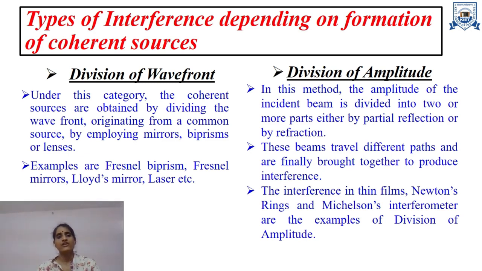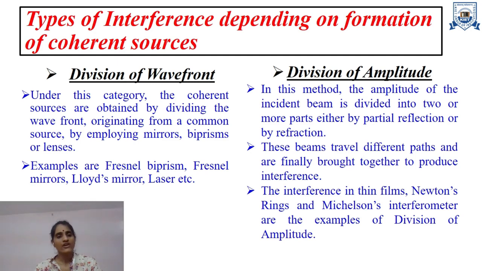Division of wavefront, you all would have read in Young's double slit experiment. What we basically see in Young's double slit experiment is a monochromatic source, and in the path of the monochromatic source, we place two slits. Then the wavefronts arising from the monochromatic source are divided into two parts by placing the slits in the path of the beam. Then the original wavefronts are divided by the two slits, and this we call division of wavefront.